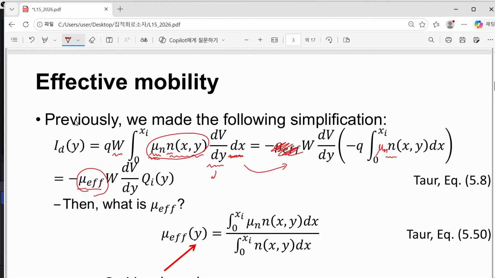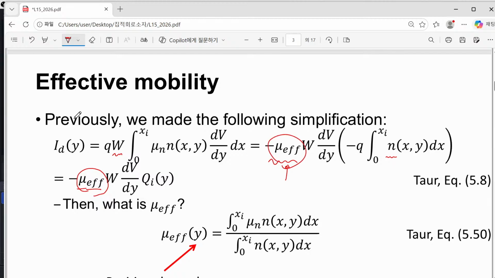But we are just doing a certain trick, like magic. Here mu, and here n, but we are saying that we have only n here. So don't be fooled by this trick. It does not come free. In order to make this kind of expression, we have to define what mu effective is, and we must check whether this kind of assumption is valid or not.